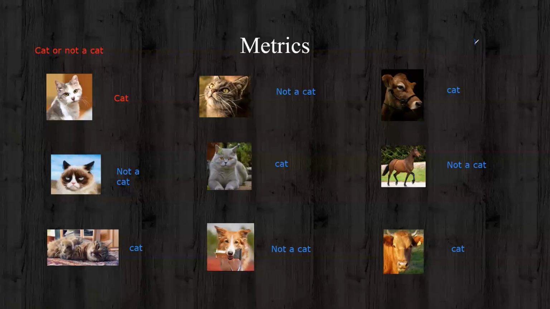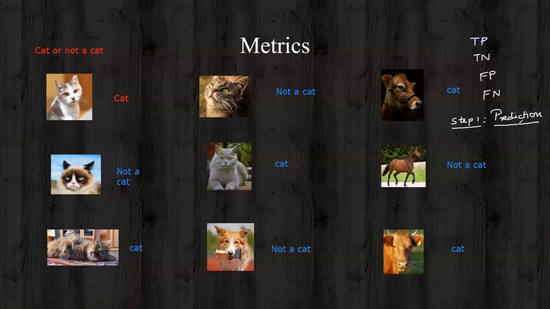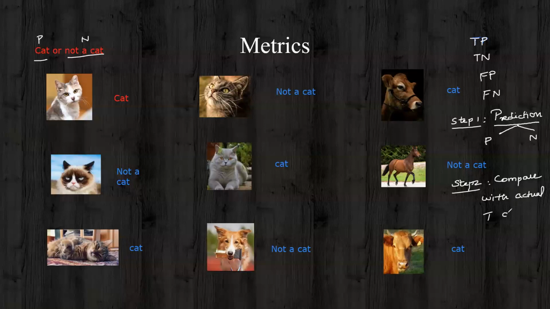You need to understand four concepts. One is true positive. The next one is true negative. Okay, let me write with white. The next one is false positive. The next one is false negative. I'll give you a hint now. Step one, look at the prediction and say whether it is positive or negative. Say this is positive and this is negative. So first you need to look at the prediction, positive or negative. Step number two, compare with actual and say true or false.